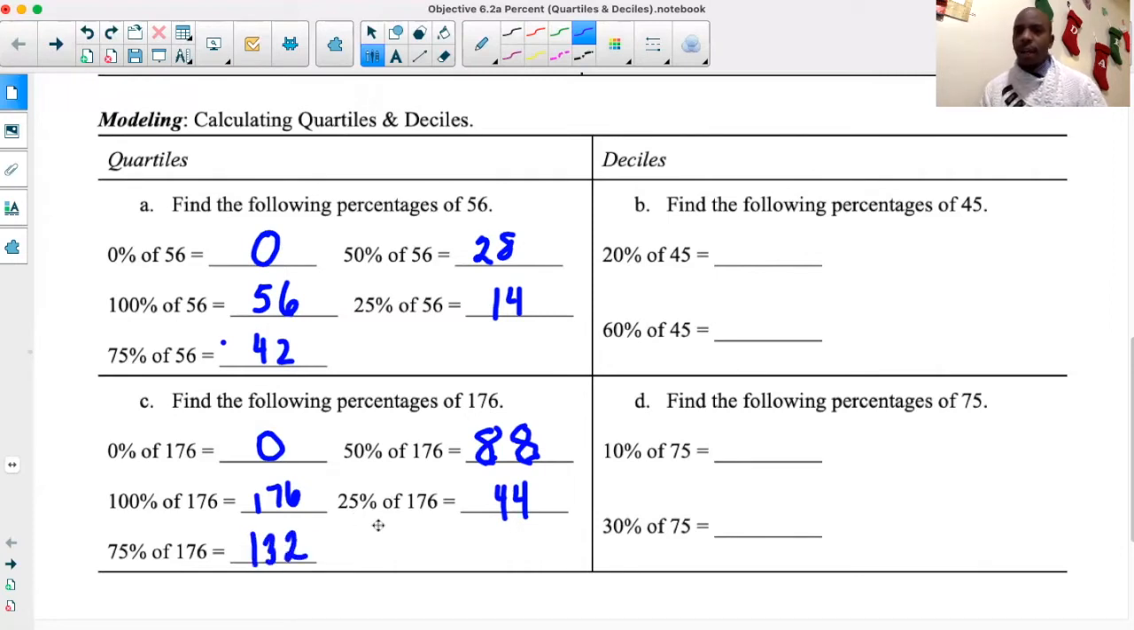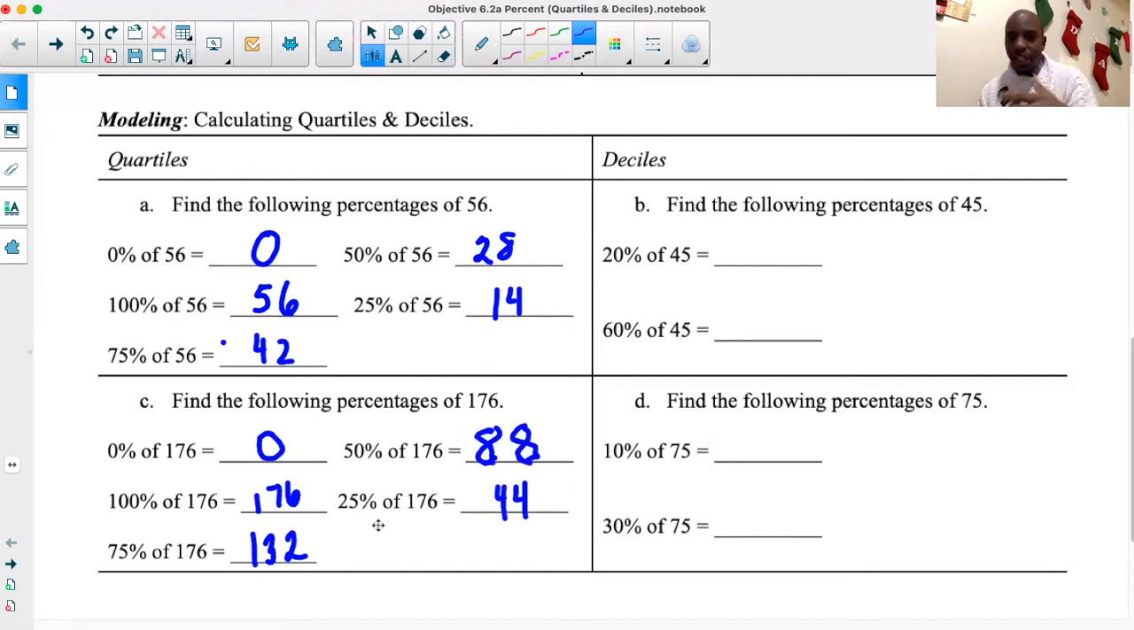Excellent. Okay. At any moment, if you feel the need to pause the video, rewatch it, try to understand why I'm doing that, please do so. Okay. Once again, 0% means 0 of that number, is nothing of that number. 100% means the entire number. 50% means half of that number. 25% means half of the half. And then 75% is a combination of 50% and 25% to give you 75%.